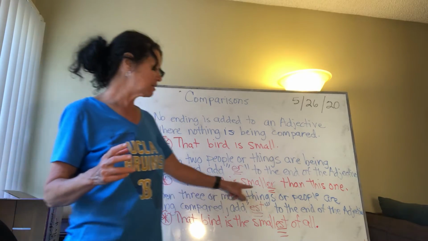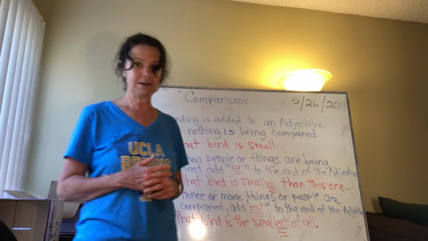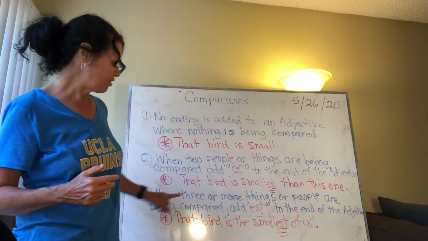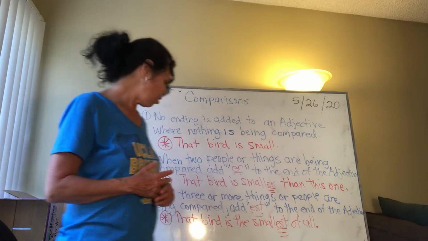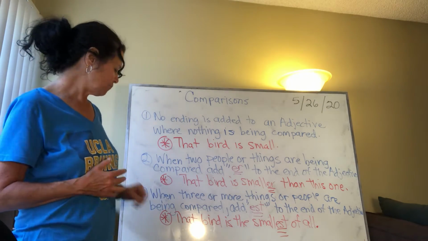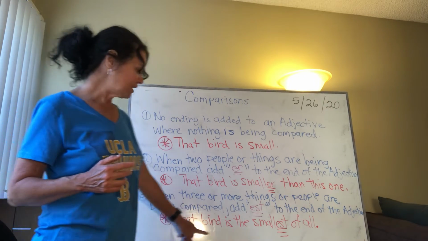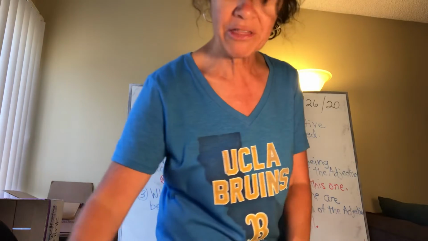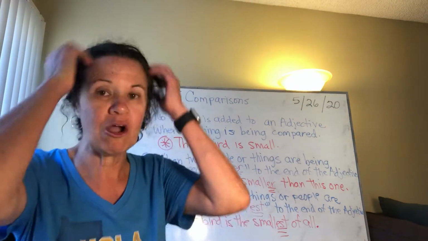Example, that bird is smaller than this one. Number 3, when 3 or more things or people are being compared, add EST to the end of the adjective. Your example, that bird is the smallest of all. Okay, comparing that bird to all the other birds, which would be 3 or more.